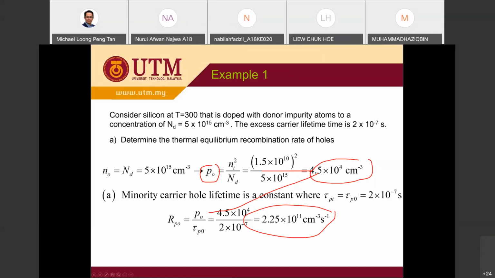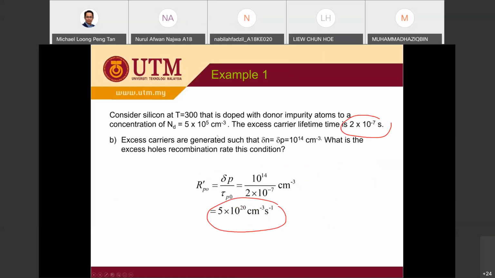Okay, so you have to use this ni square equation. You get this and you put your PO, divide by your time, you get your recombination rates. The second one, they're giving you delta N and delta P right now. What is the excess hole recombination rate in this condition? Over here, the recombination rate is whatever they give you here, 10 to the power 14, and you divide by the carrier lifetime, the excess carrier lifetime, which is given by this formula. Because there's not much information here already, you have to divide by what? Lifetime. And then you use this lifetime and you get your answer.